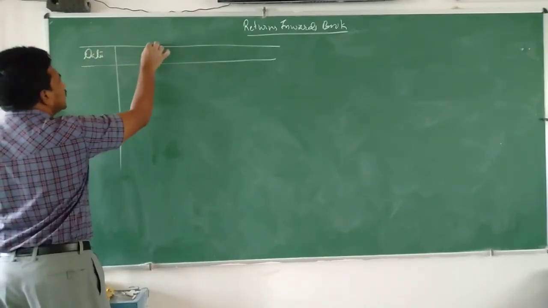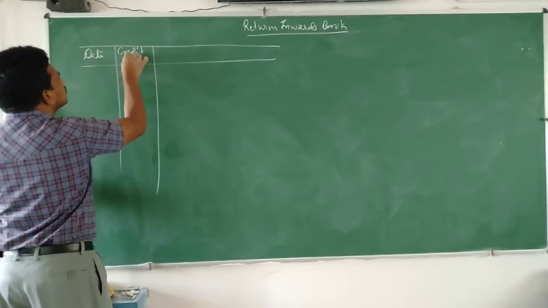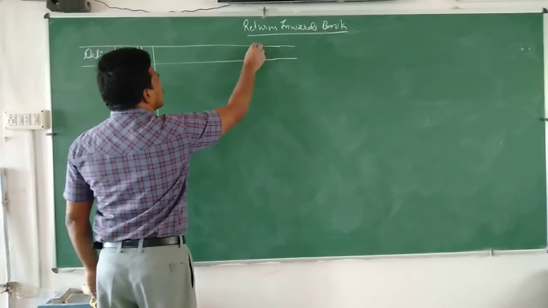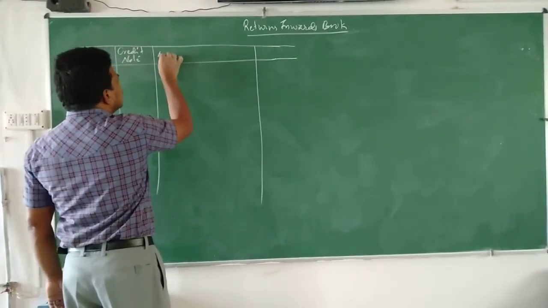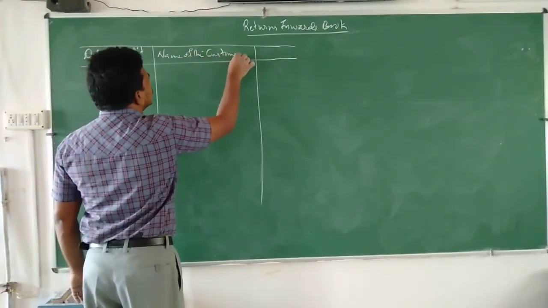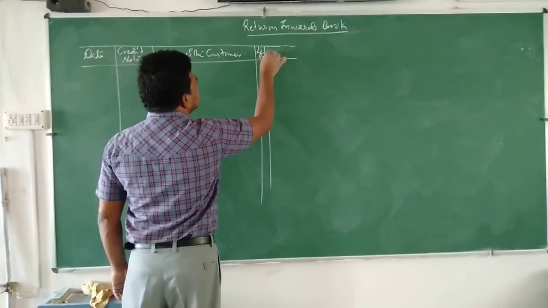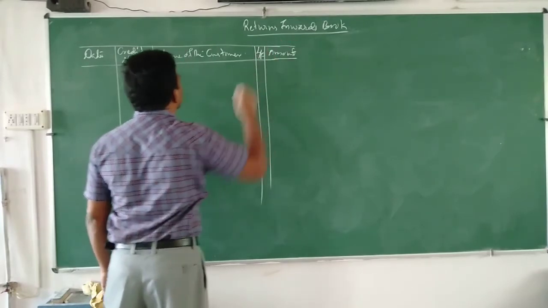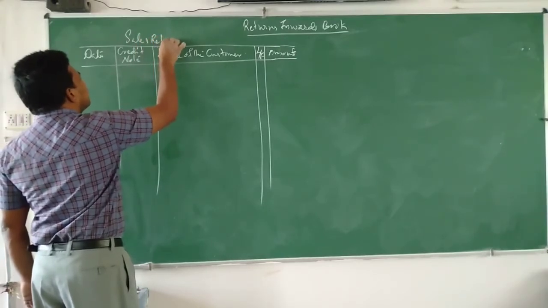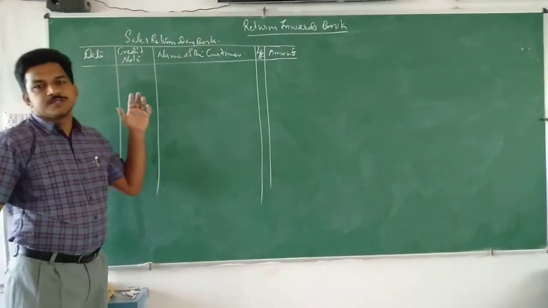Date column, then source documents. The source document here is credit note. Then next, name of the customer, then ledger folio, amount. We will write sales return date. Okay, so this is the format.